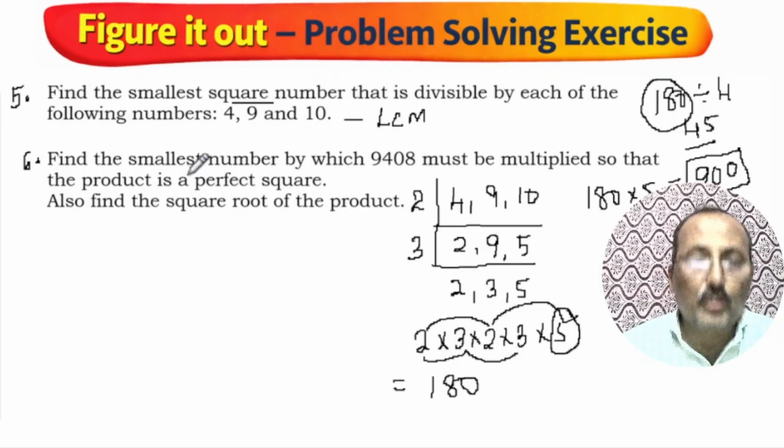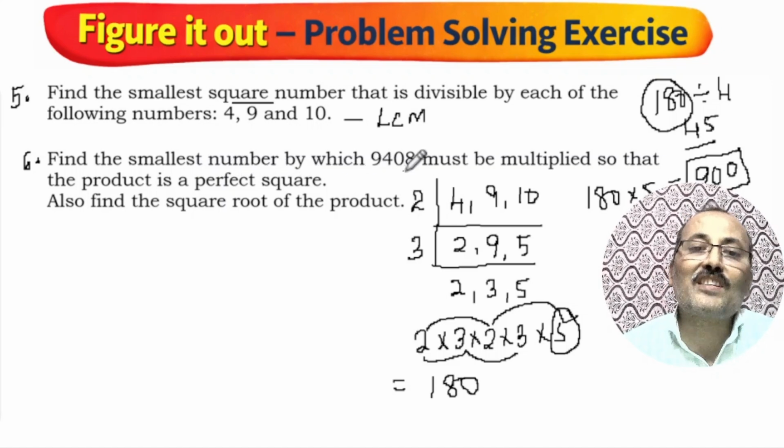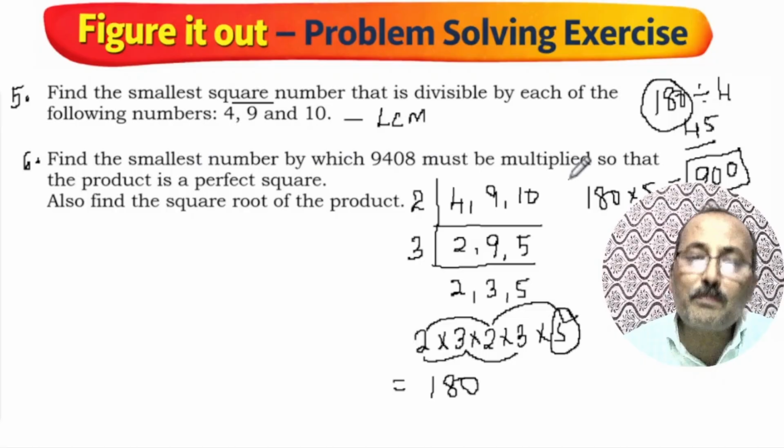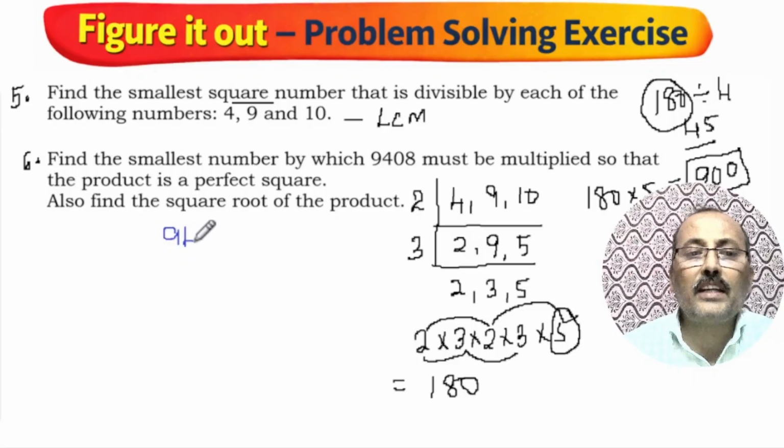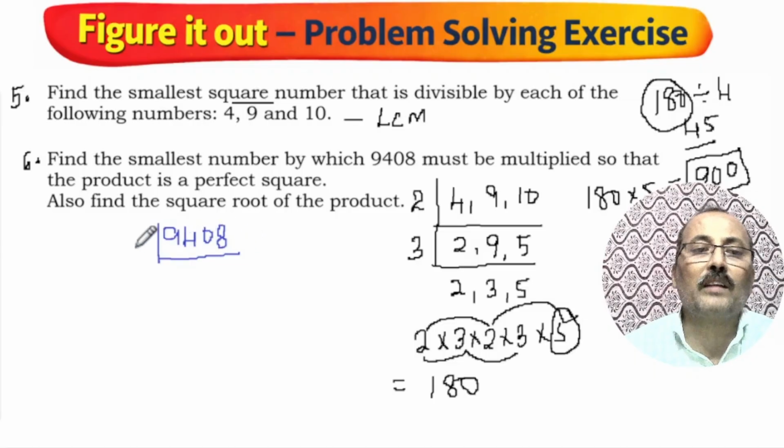Next, question number 6. Find the smallest number by which 9408 must be multiplied so that the product is a perfect square. Also find the square root of the product. Okay, let us see. 9408, we will take this number and use prime factorization for this one.